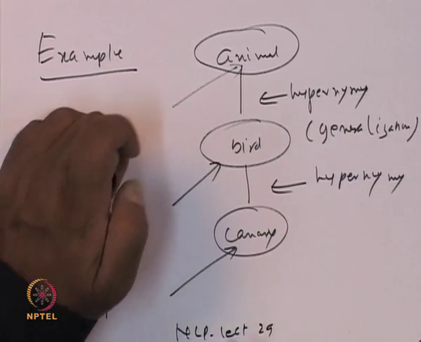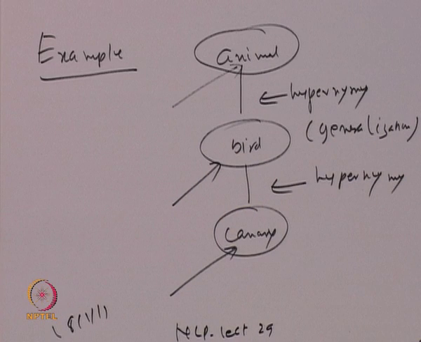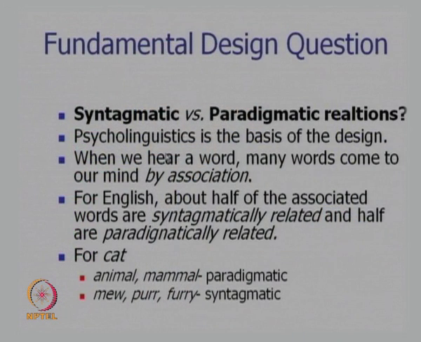and therefore, they are paradigmatically related. Okay. So, syntagmatically related words appear together in sentences, phrases, maybe larger textual units, and they are said to occur in a corpus together. On the other hand, paradigmatically related words appear together in a lexical resource. Let us say a resource of synonyms, for example, a thesaurus or the Wordnet, which is a complex structure of meaning units. So, syntagmatic versus paradigmatic relations is a fundamental design question, and psycholinguistics is the basis of the design of the Wordnet.